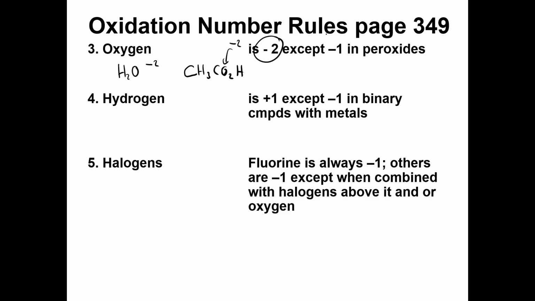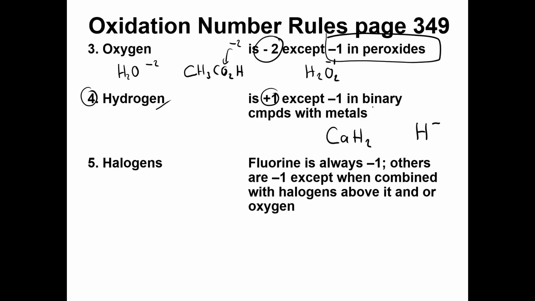There are some unique examples like peroxides. Hydrogen peroxide is H2O2. Here hydrogen is -1. We can actually figure that out by looking at Rule 4. Rule 4 says that hydrogen is always +1, except in binary compounds. Binary compounds, in this unusual case, is when you have a metal bound to hydrogen, like calcium hydride, for example. And then it's called a hydride. If it's called hydride, it is H-, but you must have it bound to a metal.